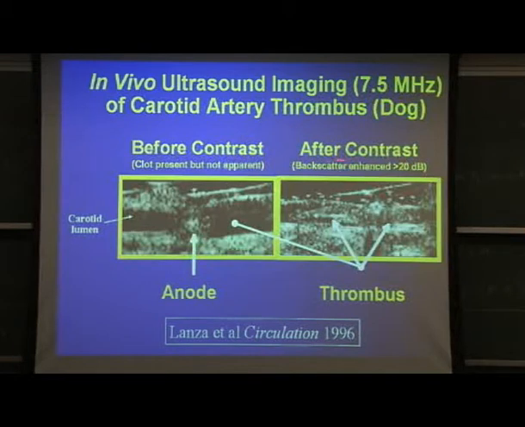It turns out the backscatter, or the acoustic reflectivity, is enhanced by at least 20 decibels, which is a huge amount for a little tiny particle. Kind of interesting. So this is thrombus detection or clot detection, and the first thing we used this for was ultrasound clot detection.